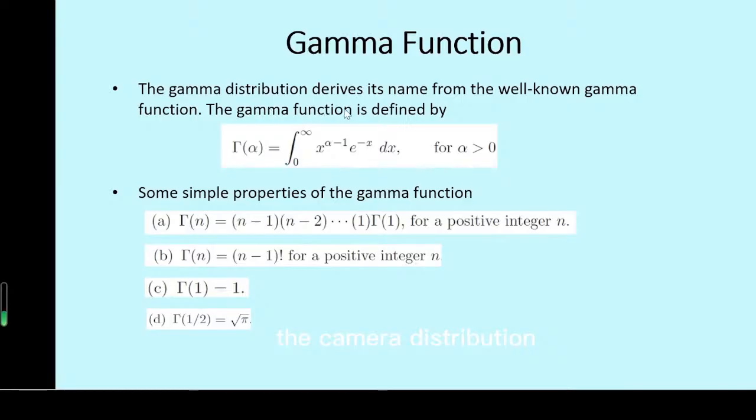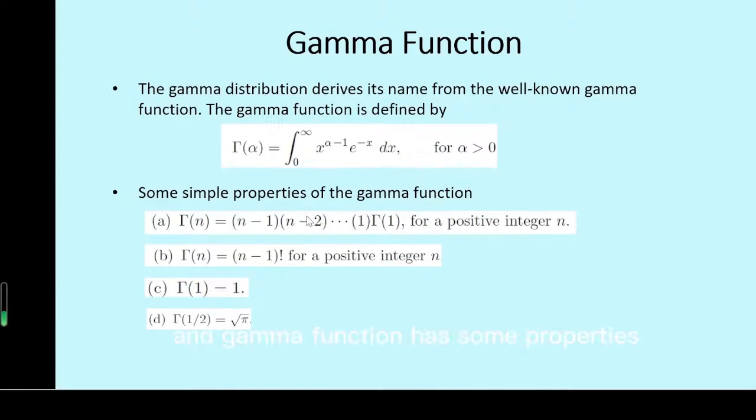The gamma distribution derives its name from the well-known gamma function. So first we'll see the gamma function. Gamma of alpha is the integral of x to the power alpha minus 1 times e to the power minus x, with this term integrated dx from 0 to positive infinity, and alpha is a positive number.